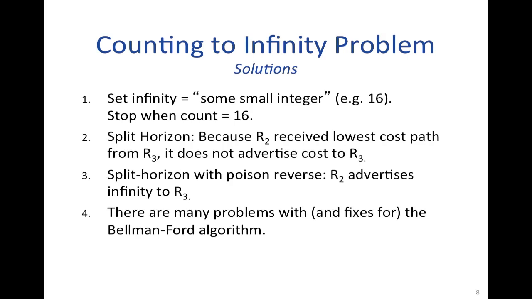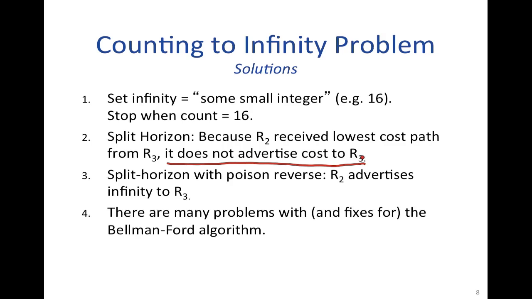Essentially, because R2 received the lowest cost path from R3, it does not advertise that cost to R3. In other words, because R2 was originally receiving that lowest cost path from R3, it doesn't send those advertisements to R3, and so R3 will never think that it can reach R4 via R2. So that's one way. Another one is called split horizon with poison reverse. In this case, R2 will actively advertise infinity to R3. So it says, because I heard the lowest cost path from you, I'm going to actively send you the value infinity, so you will absolutely never think that you can get there via me.